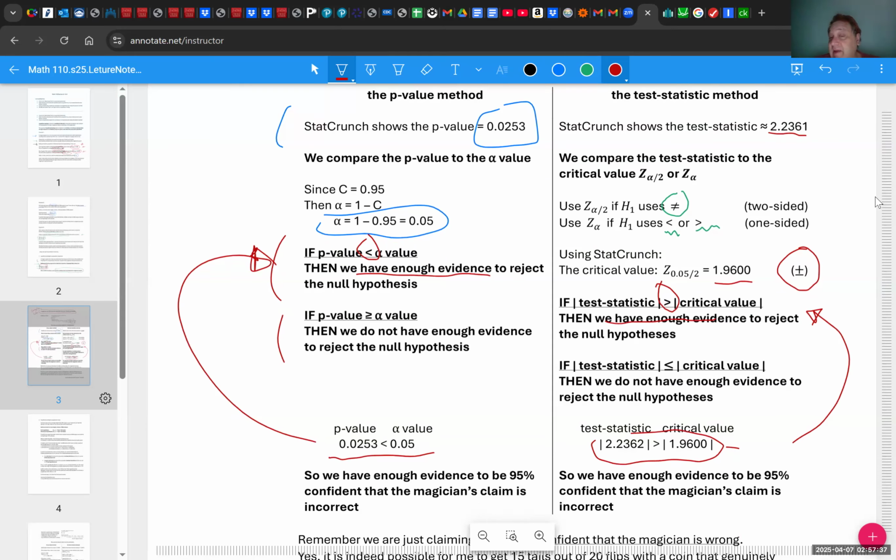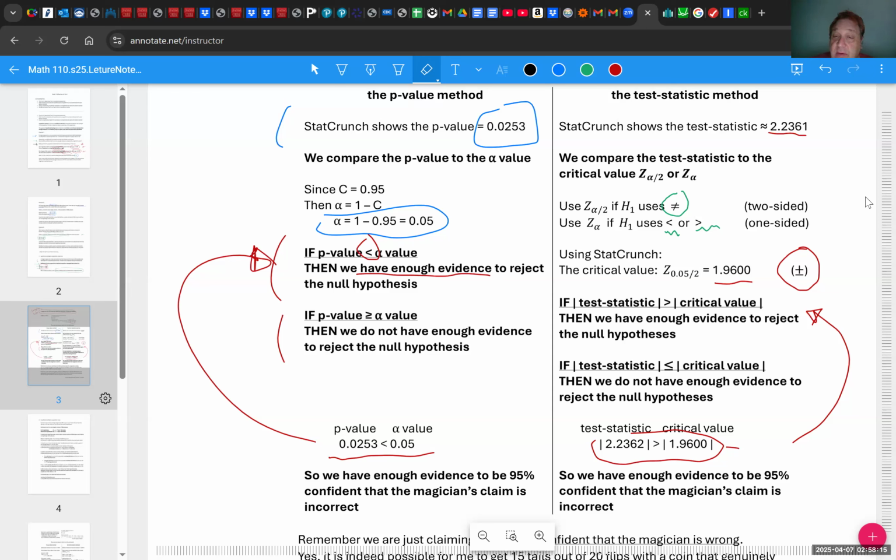Okay, one little detail about the test statistic method. You may have noticed that I have these extra bars around the test statistic and the critical value. Those are absolute value bars. So if you do have a negative, you just ignore it. If it was a negative 2.2, you just say it's 2.2. That's the only reason I put the absolute value bars there, just to remind you that negative and positive don't matter in using the test statistic method. You just look at the positive versions of the numbers.